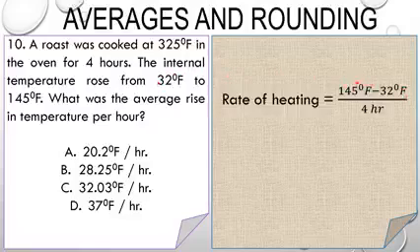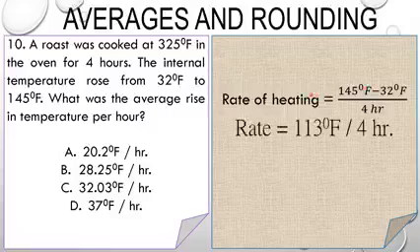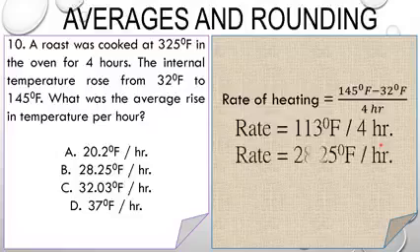Okay? So para makuha yung rate na to, we will subtract. Okay? So ano yung pagbabago? So from 32 degrees Fahrenheit naging 145, so there is a change in 113 degrees Fahrenheit. Yun yung difference nila. Okay? Then, i-divide natin by the time na kailangan maluto yung roast natin for 4 hours. Okay? And 113 divided by 4 is 28.25.